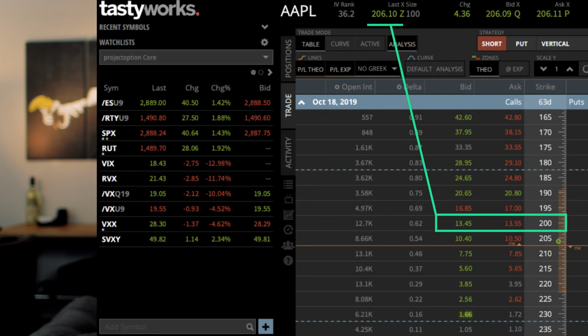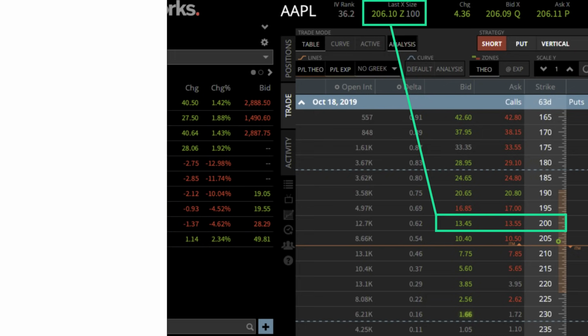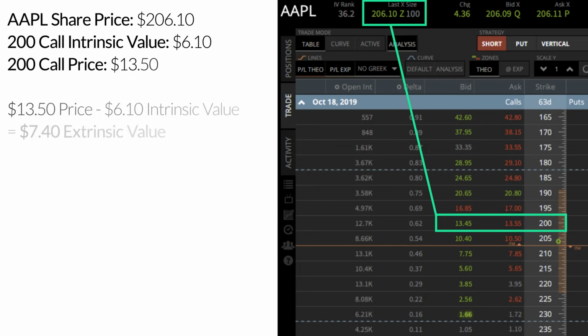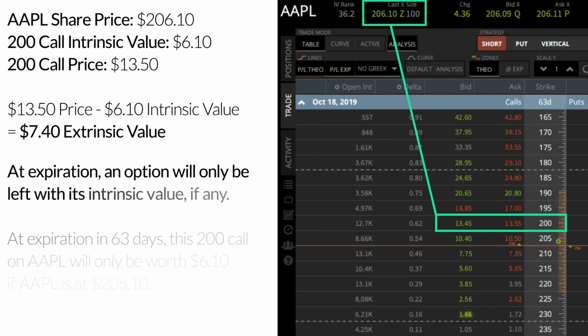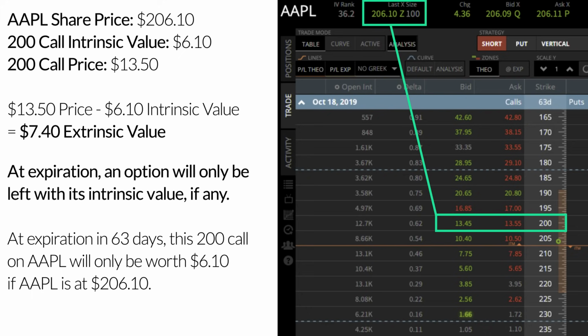However, Apple's stock price at that time was only $206.10, which means that 200 call option on Apple only had $6.10 of intrinsic value. However, we can see that the option was trading for $13.50. So what is the additional value above the intrinsic value? Well, an option's value above its intrinsic value is referred to as extrinsic value or time value. This is critically important to understand because at an option's expiration date, the option will only be worth the amount of its intrinsic value, if any.